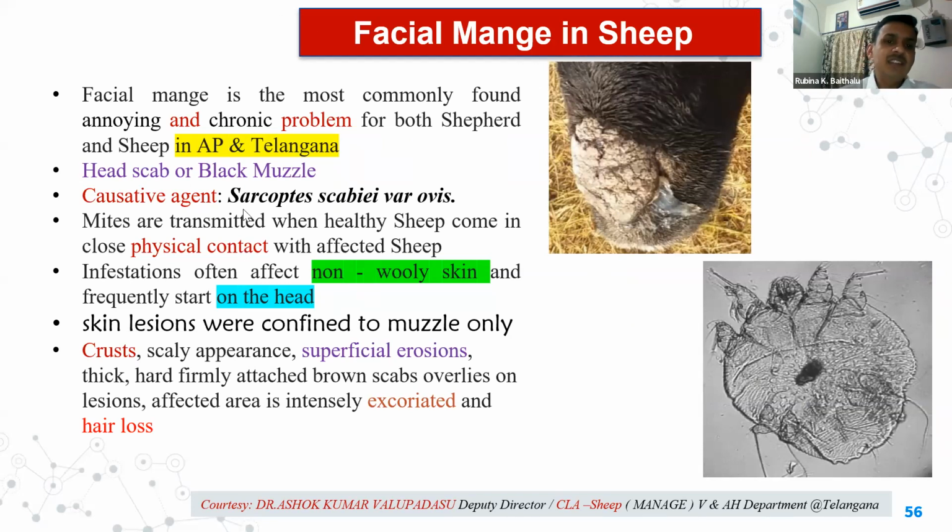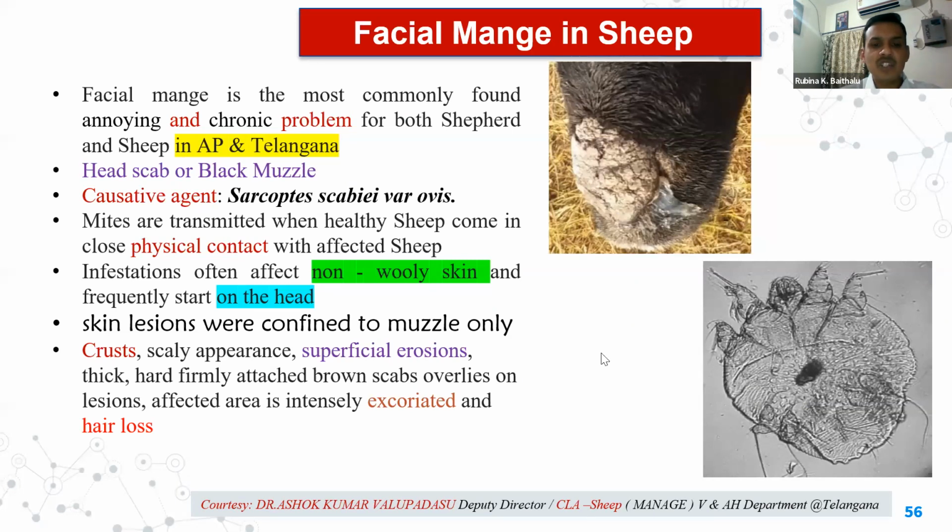The causative agent is Sarcoptes scabiei var. ovis. The mites are transmitted when healthy sheep come in close physical contact with affected sheep. It mostly affects the non-woolly skin, and it frequently starts from the head region. You can say it is mostly restricted to the muzzle or the head region. The skin lesions are mostly confined to the muzzle.